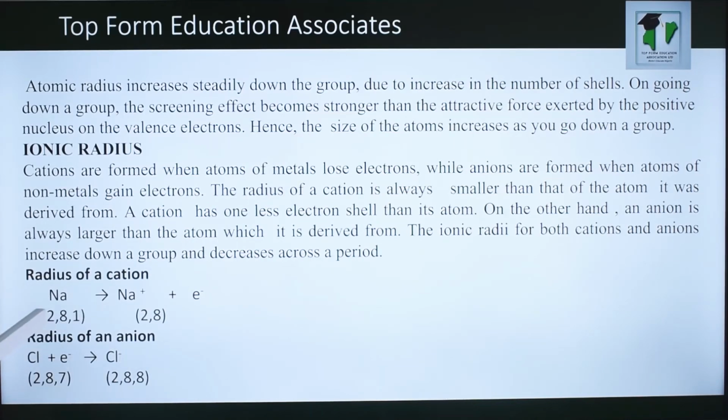The radius of a cation: sodium has first shell 2, second shell 8, and third shell 1. So after losing an electron, it will have first shell 2, second shell 8. You can see that on the product side, sodium ion has no third shell, but when it was sodium atom, it had 3 shells. So there is a reduction in the number of shells. Therefore, for radius of anion, chlorine atom gains electron. The atomic number here is 17, first shell 2, second shell 8, and third shell 7. After gaining an electron, the number of electrons increases from 17 to 18. And this configuration will now be first shell 2, second shell 8, and third shell 8.